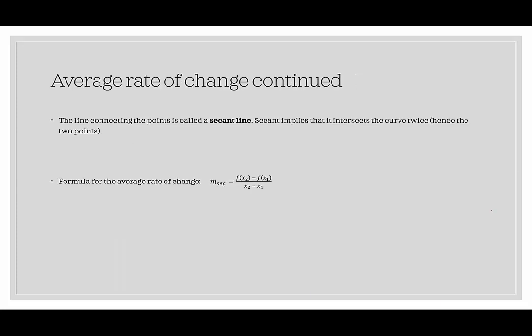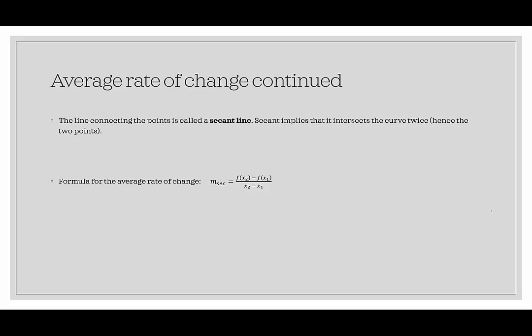A little bit more about average rate of change. That line that connects those 2 points is called a secant line. The secant just implies that it intersects the curve twice, hence the 2 points. So a secant line hits the graph twice. You might have also heard of a tangent line. Tangent lines generally hit graphs or curves in one spot. But here we talk about secant lines.